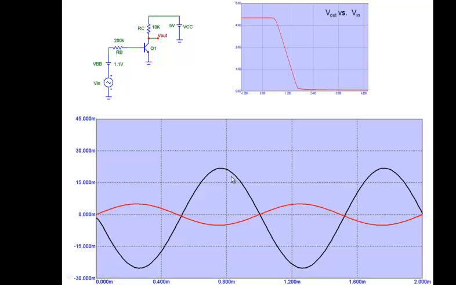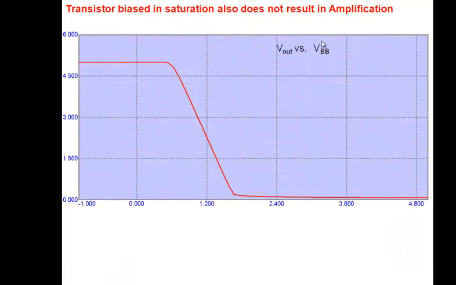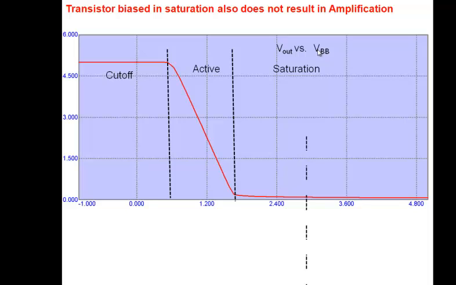Okay. So where do you get amplification? You're getting amplification if you are in the active mode. In cutoff, you didn't get it. In active mode, you are getting amplification. And let's next put it in saturation region here. So here, let's put it in saturation. Let's take my transistor and put it here in the saturation region.